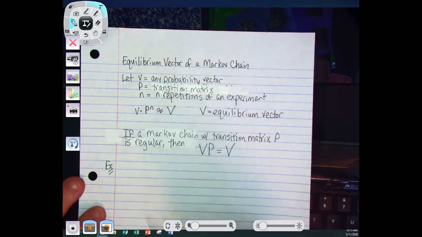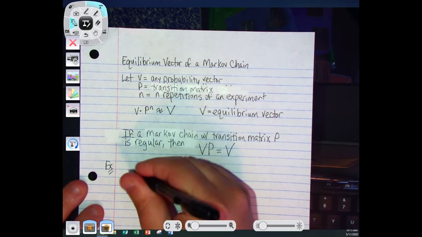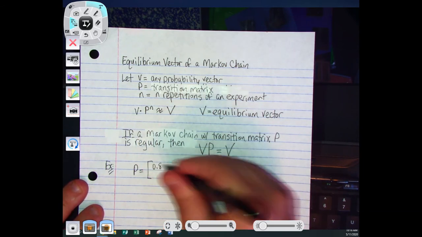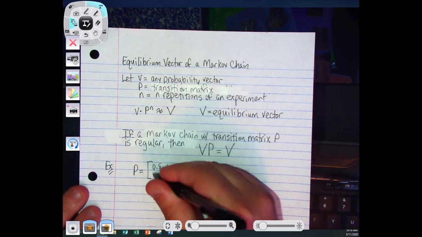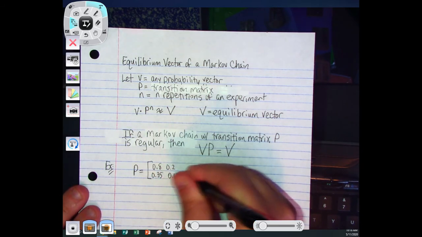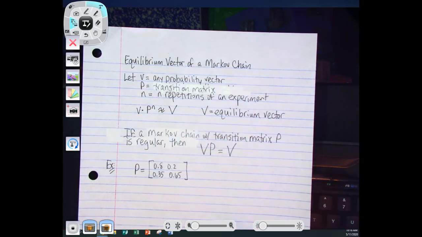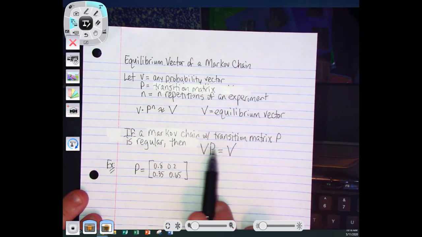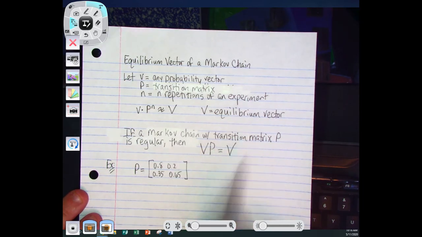So for example, they'll give me a Markov chain. They'll say P equals, and we're going to do 2 by 2: 0.8, 0.2, 0.35, and 0.65. And the directions will say find the equilibrium vector for this given Markov chain. If I were to calculate P and P squared, we end up with all positive entries. Therefore, it is a regular Markov chain. So we're going to use the idea that because it is regular, this equilibrium vector V times the transition matrix P is equal to the equilibrium vector V.